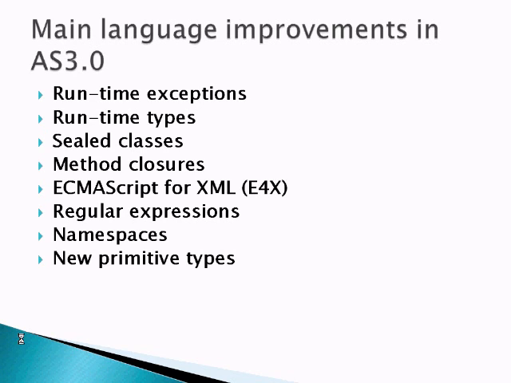Another inclusion was ECMAScript for XML. This was basically a fluent set of language constructs for manipulating XML. Regular expressions and namespaces were also added into the newer version of ActionScript, along with new primitive types such as int and uint, which is basically known as the unsigned integer. These were an addition to the already existing number type in ActionScript 2.0.